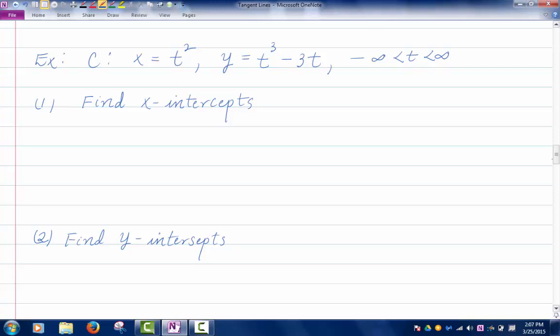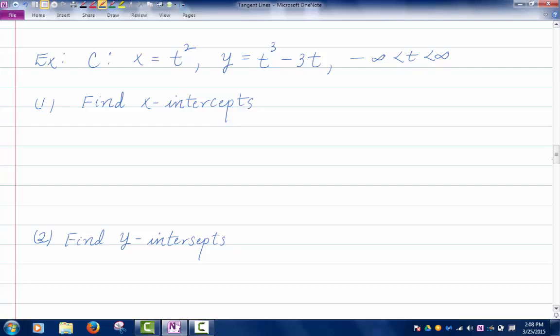Every single part that I'm going to do here, you need to know for your homework. Now, first of all, let's find the x intercepts. So C is a curve. The x coordinate of the curve is given by t squared. The y coordinate of the curve is given by t cubed minus 3t. T goes over the interval from negative infinity to positive infinity.